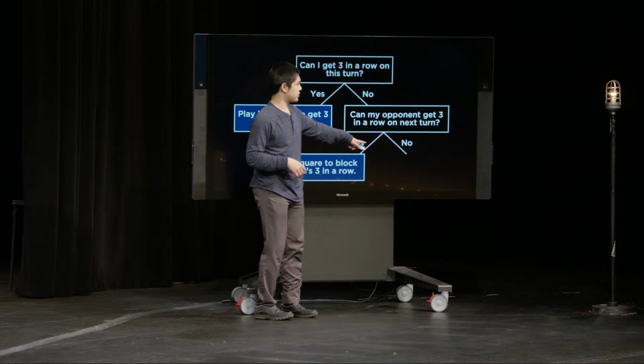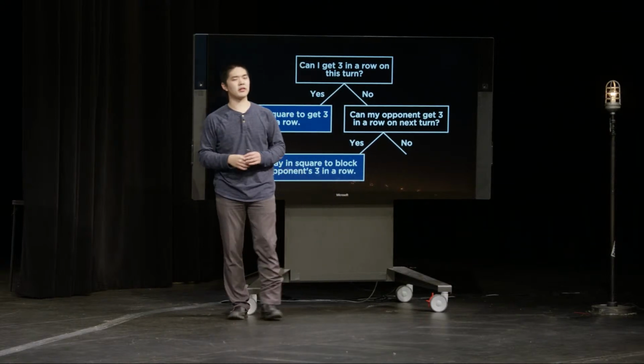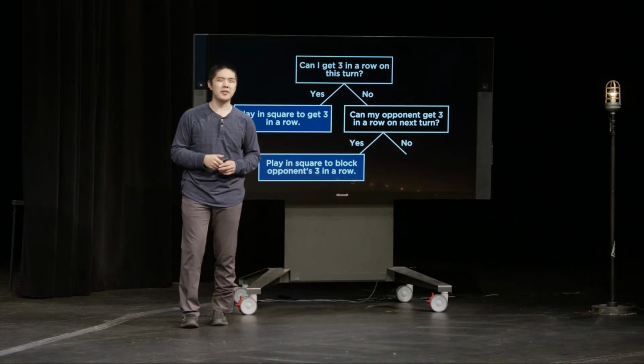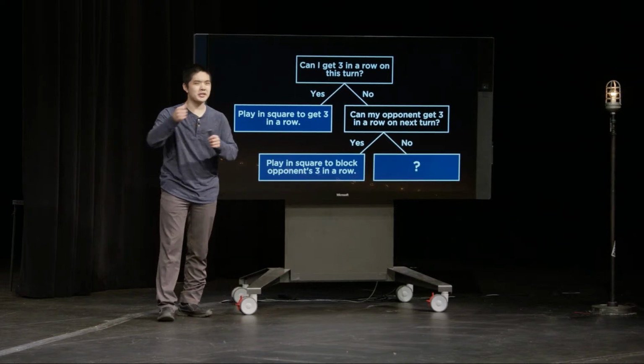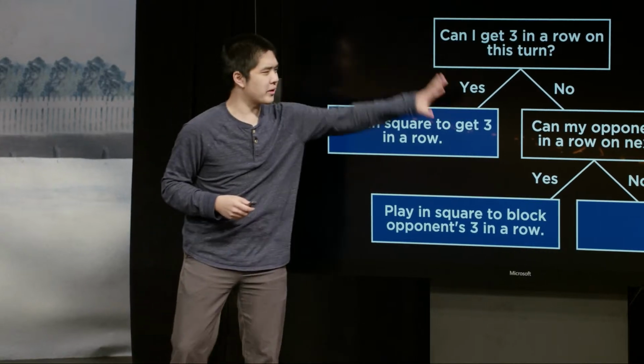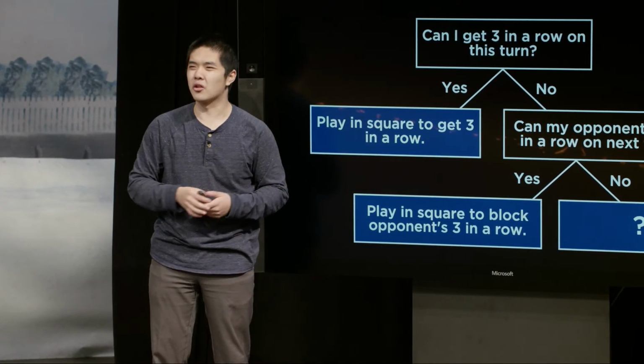If the answer to this question is no, though, if I can't get 3 in a row on this turn and my opponent can't get 3 in a row on the next turn, well, now it's a little bit less clear. You could maybe try and come up with additional questions you might ask, but these 2 questions are very clear, and the rest are maybe a little bit less obvious.